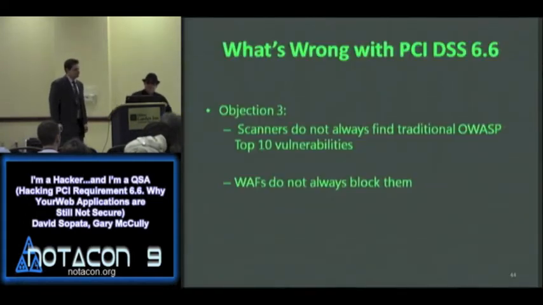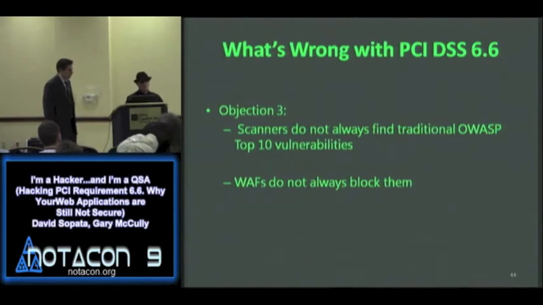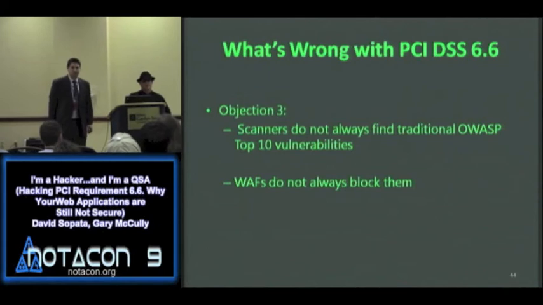And then we have here, so this objection is pretty obvious based off of my presentation. A lot of times the OWASP top 10 vulnerabilities are not getting blocked by web application firewalls, and scanners do not always detect them. So if that's the case, then is it failing? It's obviously failing the intent of PCI 6.6. So what good is it?